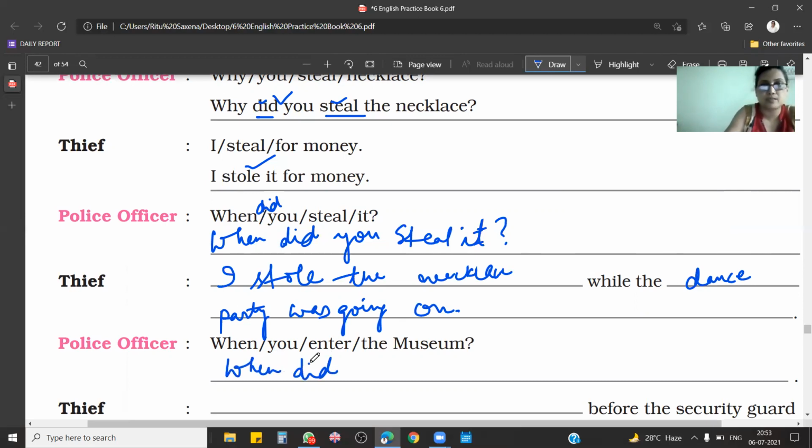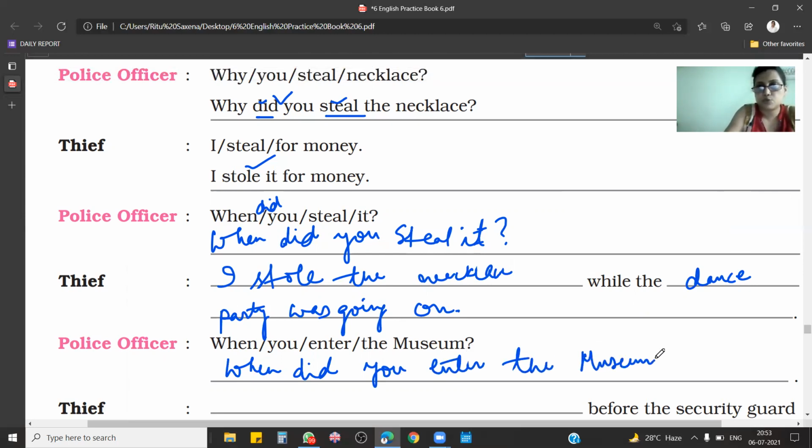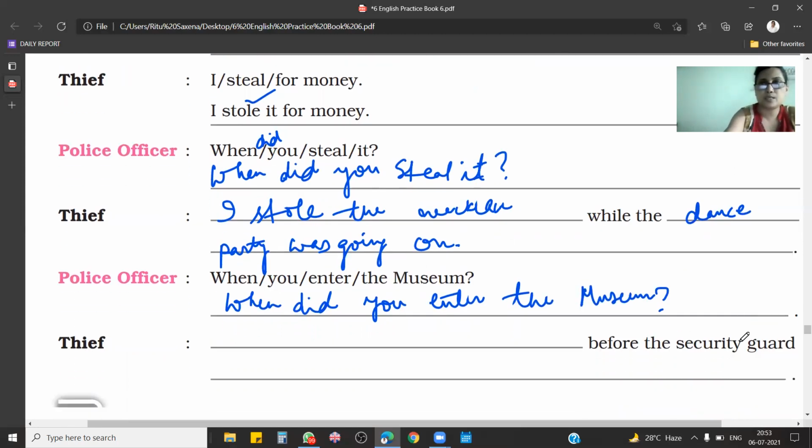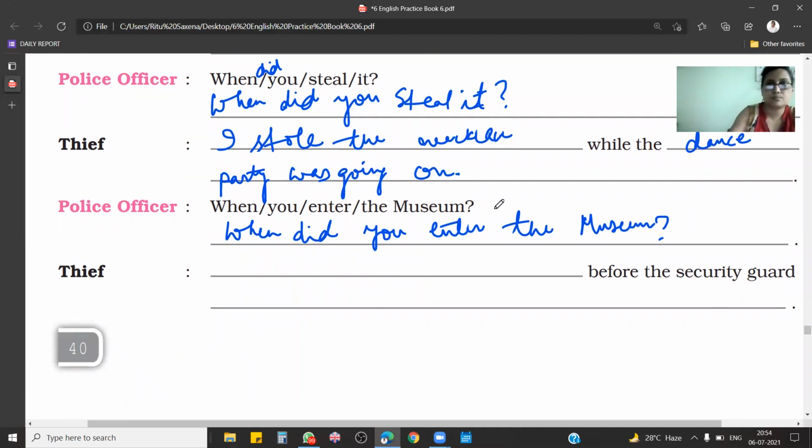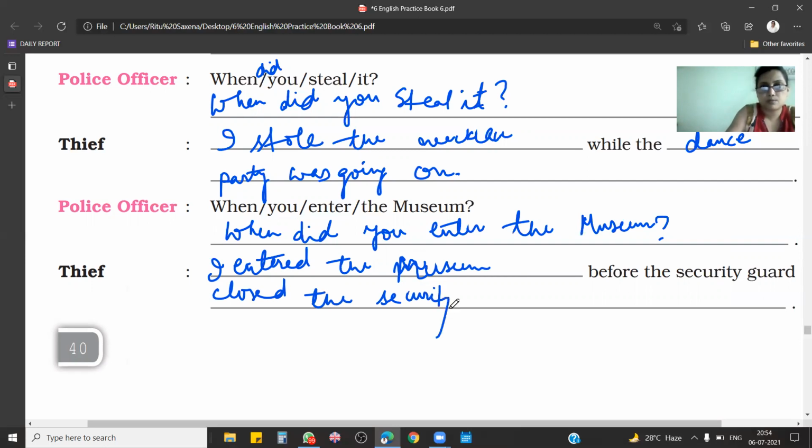When you entered the museum, when did you? Here, simply put did and the question will be asked. When did you enter the museum? Question tag. Now, when did he enter? I entered the museum, M capital, museum, before the security guard closed the security gate. Security gate, full stop.